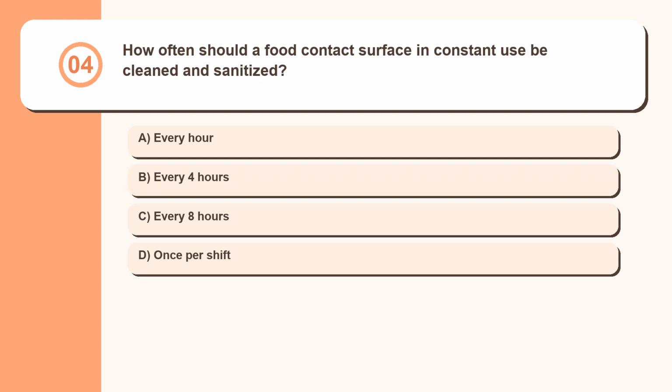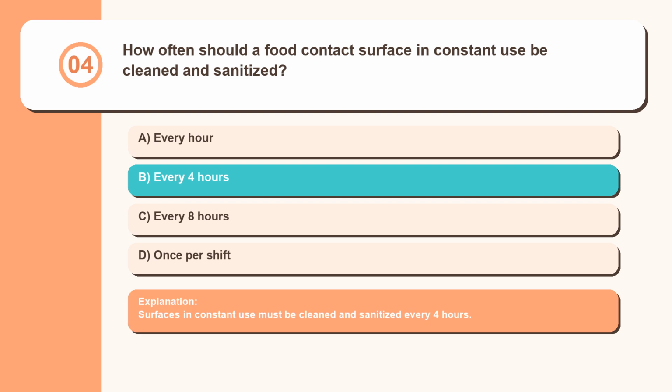Question 4. How often should a food contact surface in constant use be cleaned and sanitized? Every hour, every 4 hours, every 8 hours, once per shift. Surfaces in constant use must be cleaned and sanitized every 4 hours.